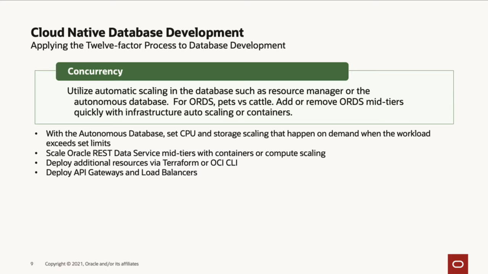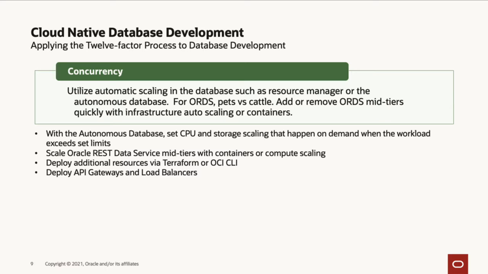We should probably have a softer comparison here, but for now we'll continue to use pets versus cattle because a lot of folks do use that. But in this world of infrastructure, what in essence it means is that if I can quickly create these environments or these mid-tiers without caring what's in them, because they're not holding certain config files or things that are stateful, I can bring them up, destroy them, and move them around very easily.